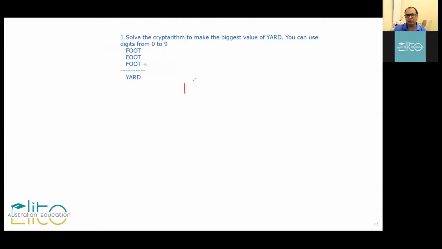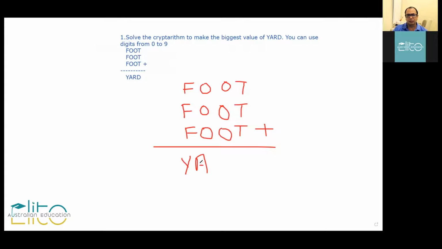Okay, let's see. Okay, so now if we look at it a little bit, what we will realize is that the three F's together lead to a Y, and there is no carryover, which means that Y has to be less than 10. Now it also says that I need the biggest value of YARD.